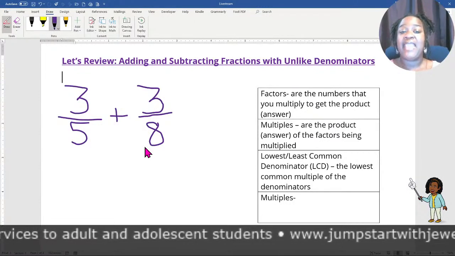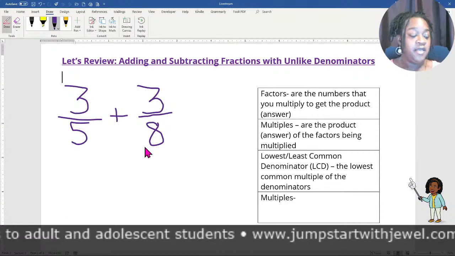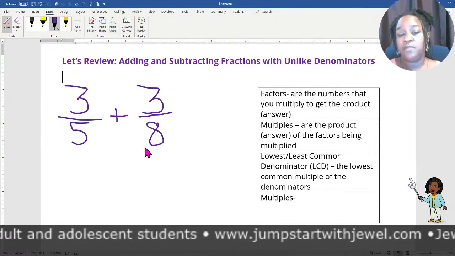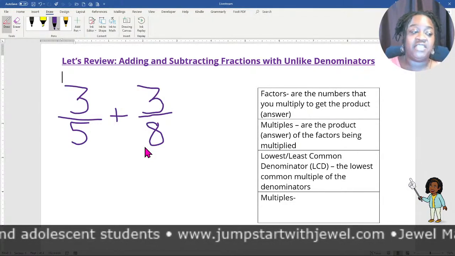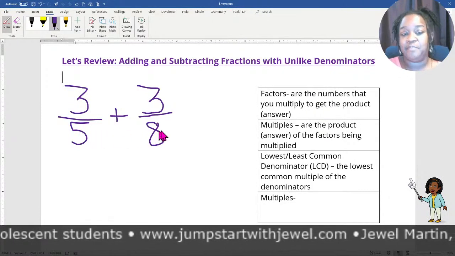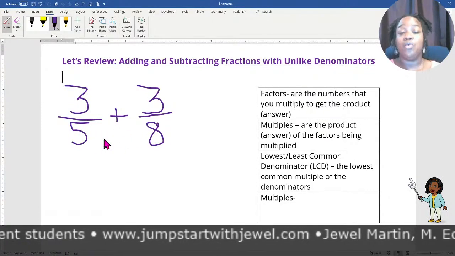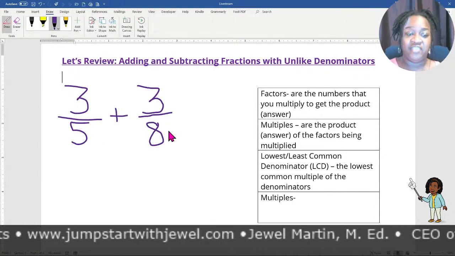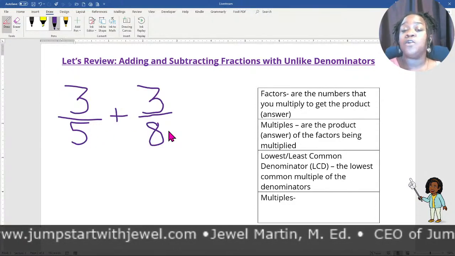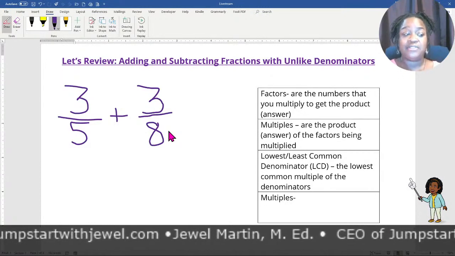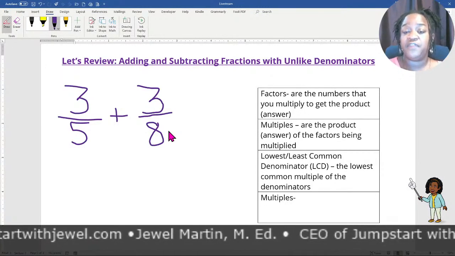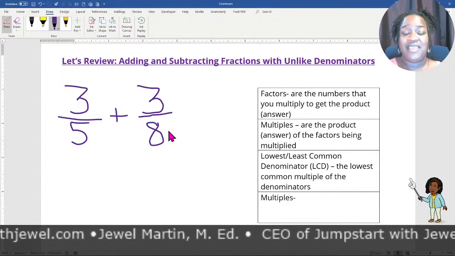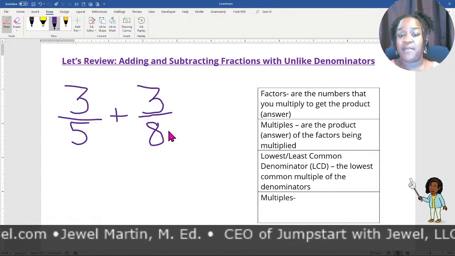So when you're adding or subtracting fractions, the goal is to actually have the denominators be the same. You cannot add or subtract fractions if the denominators are not the same. They have to be the same in order for you to add the numerators. And this is where some of the confusion comes in: how to get them to have the same denominator.